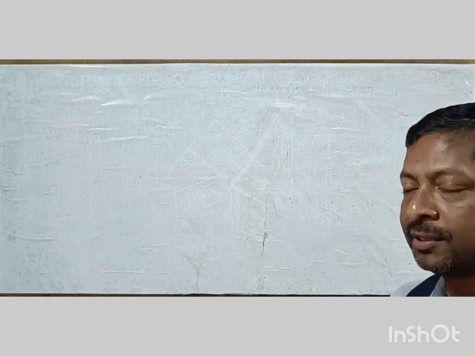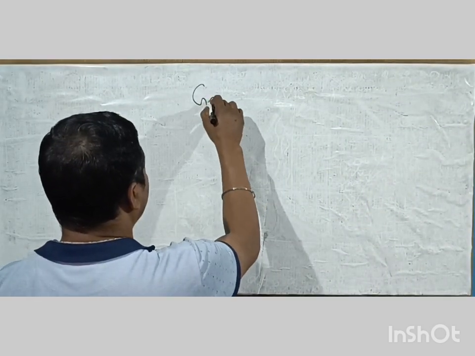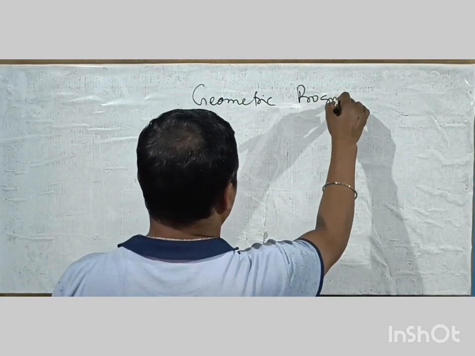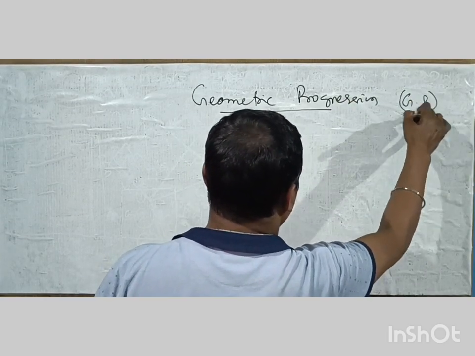Hello students, last video we have studied about arithmetic mean, arithmetic progression, the newly introduced chapter in your class 9 this year. So a part of this we have left out, that is geometric progression, or short form GP.